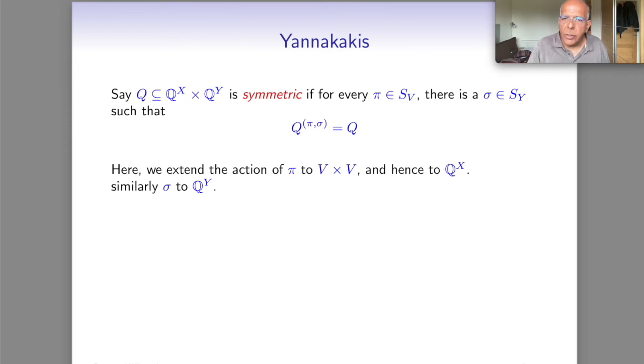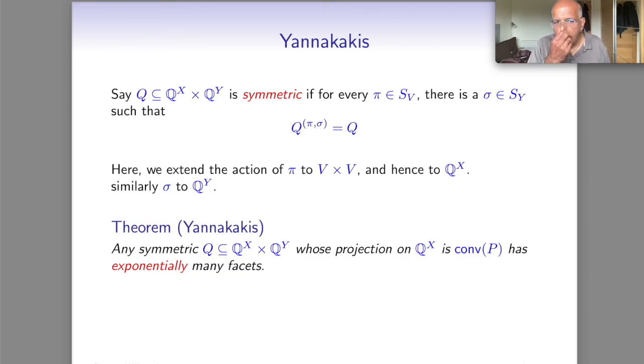Okay, so the action of pi extends to V cross V and hence to this vector space. Similarly, we extend the permutation on the variables y to the vector space Qy. And Yannakakis' theorem says that if you take any symmetric Q whose projection on Qx is exactly the convex hull of P, in other words, it is exactly the TSP polytope, then it must have exponentially many facets. You get an exponential lower bound.